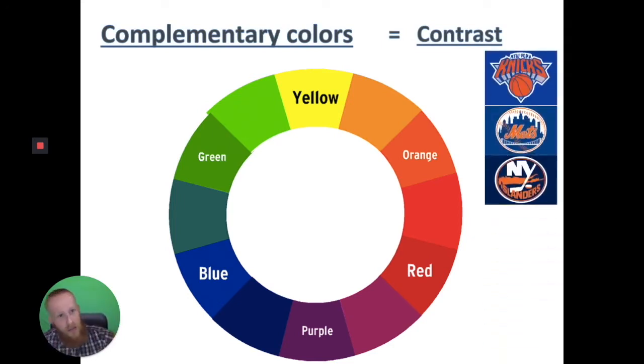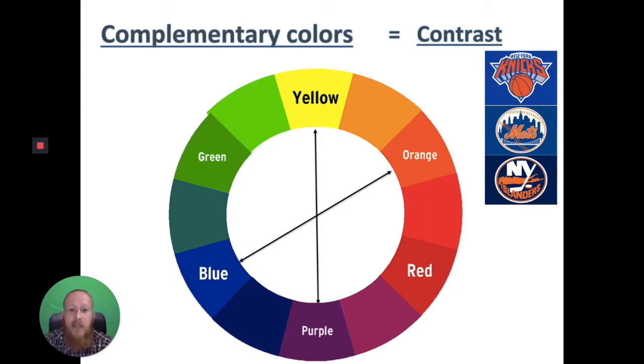Sports and art. Now, Knicks, Mets, and Islanders are all 3 of my favorite teams. And they use 2 great complementary colors. They use the colors blue and orange. Blue and orange are completely opposite on the color wheel. That's how we know that they make good contrast. When we hear the word contrast, we think opposite. If we look opposite on the color wheel, we can find colors that have good contrast. Blue and orange, excellent colors for contrast. Let's see if we can find some more.